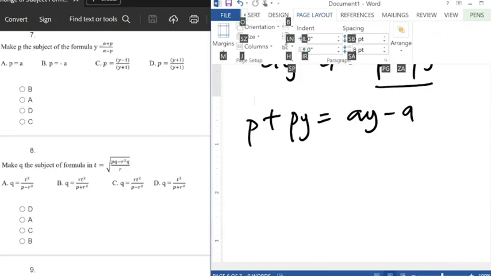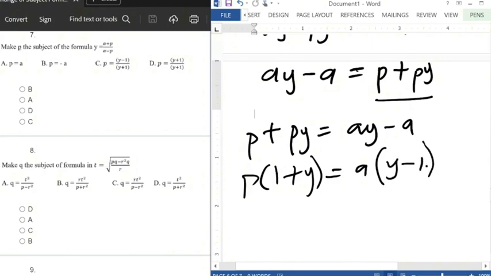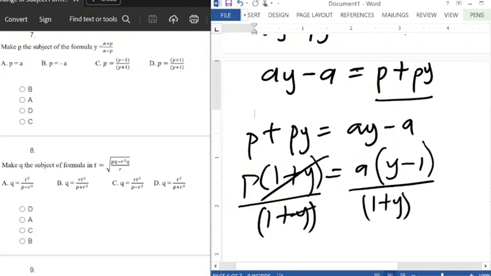So the next thing to do, we're going to factorize P from here, we also factorize A from here. P is common to both of them. So this is P into brackets 1 plus Y. Then in this one A is common, so this would then be Y minus 1. All right. So it is P that we want to make the subject of formula. So we divide both sides by 1 plus Y. This is 1 plus Y, so this cancels this.